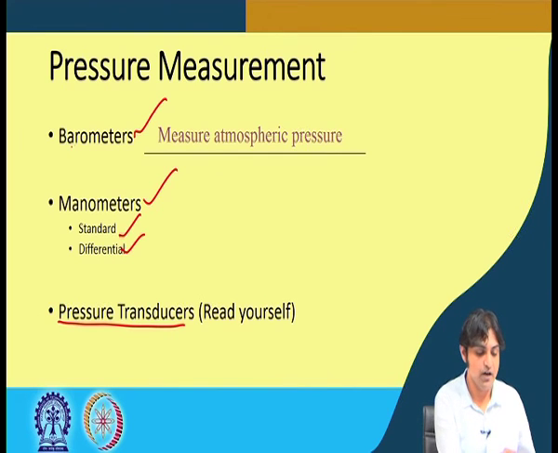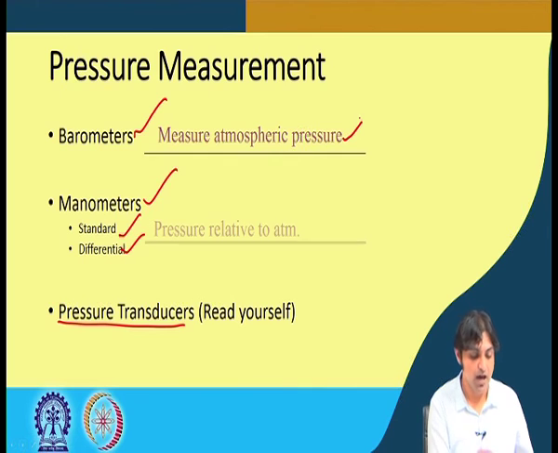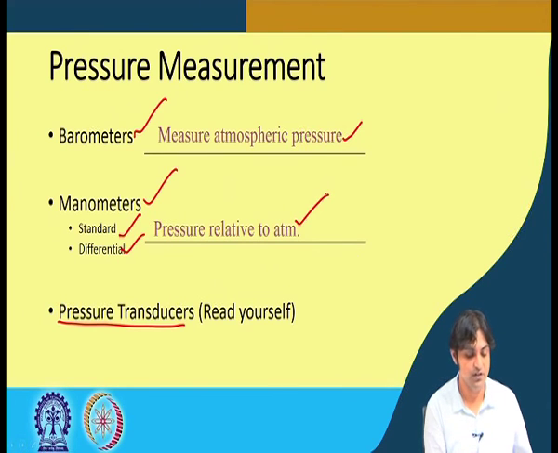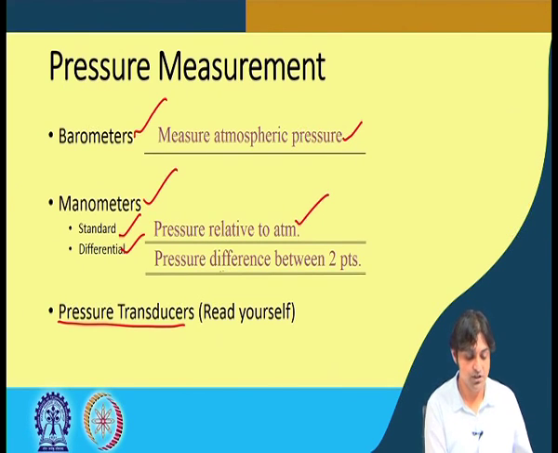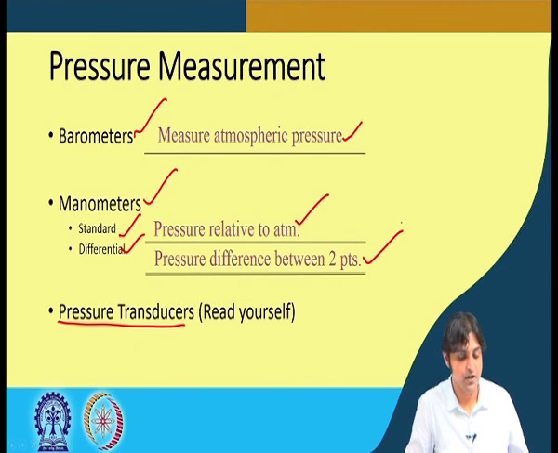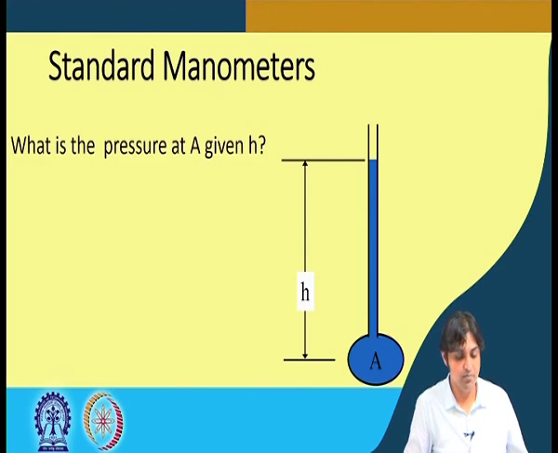So what do barometers do? Barometers measure the atmospheric pressure. Manometers, this standard manometer, measures the pressure relative to the atmosphere. Differential manometers measure the pressure difference between 2 points. Good. So standard manometers, what is the pressure? How it works is a very simple example.